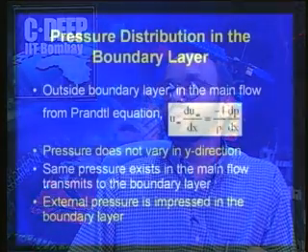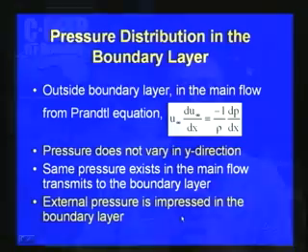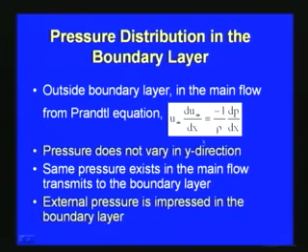Then, as far as the pressure distribution in the boundary layer is concerned, outside the boundary layer, in the main flow, from Prandtl's equation we have already seen u infinity du infinity by dx is equal to minus 1 by rho dp by dx. So, here pressure does not vary in the y direction. The same pressure exists in the main flow and transmits to the boundary layer. So, we can say that the external pressure is impressed in the boundary layer, and as far as this assumption is concerned, the pressure does not vary in the y direction.